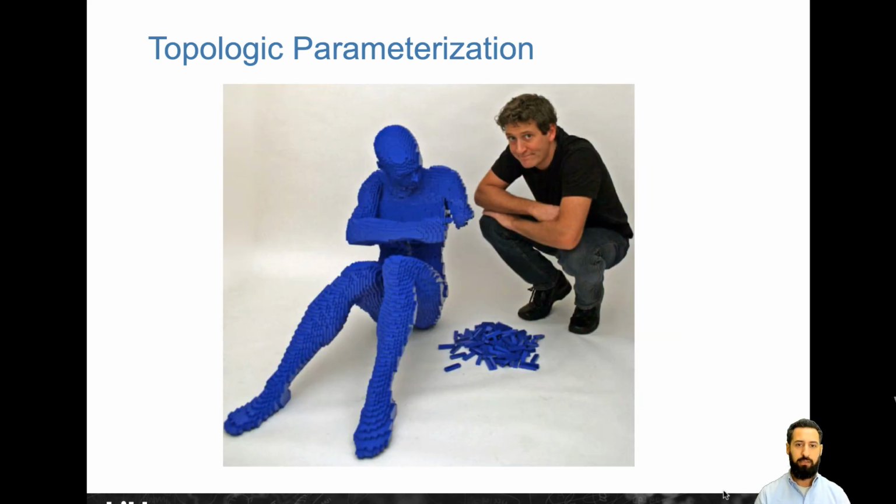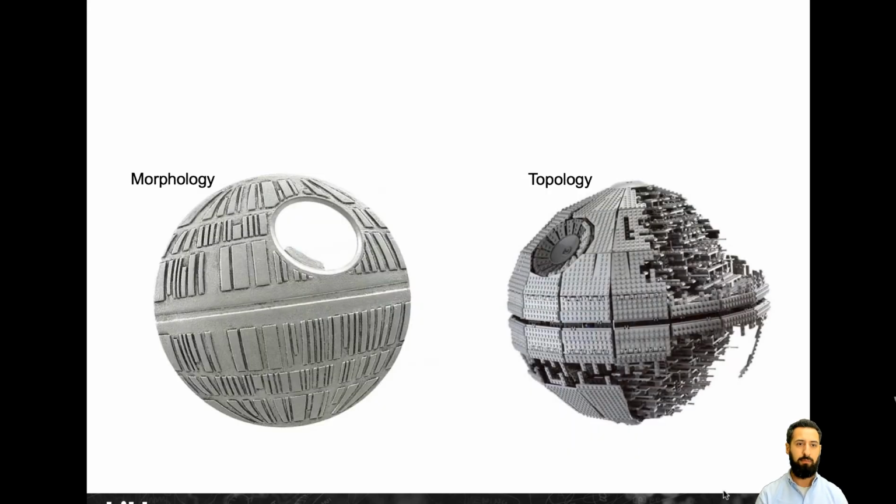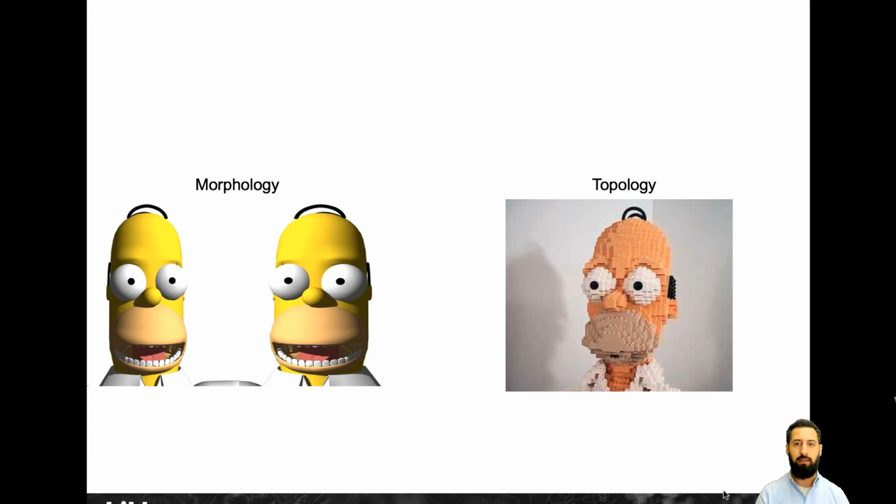So here is Lego. It's a typical topological thing. Some products are good to model with morphological thinking, and some with topological thinking. So the Death Star is obviously better with Lego than with dough, and morphological is not so good if you have some kind of shape that you want to alter. If you try to do it with topological parameterization, then it's a hassle. Then morphological parameterization is much better.